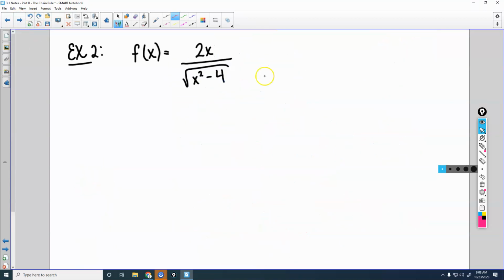All right, let's try this one, and let's use a different method on this. I might like this second way better. You guys certainly can decide which one you like best. So this time, for this one, we've got 2x over the square root of x squared minus 4, which is 2x over x squared minus 4 to the 1/2. I'm going to write it like this: 2x times x squared minus 4 to the negative 1/2.